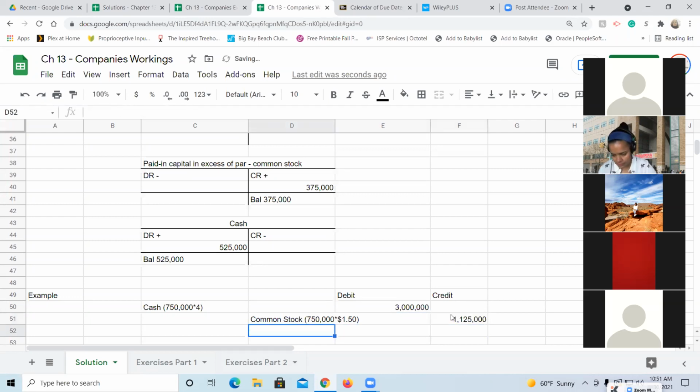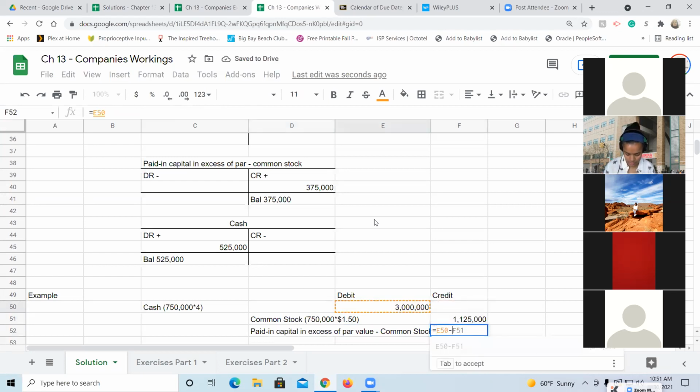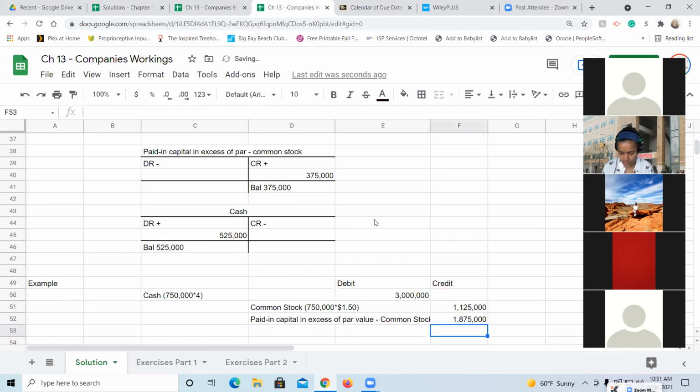And then what's happening after that? And then you credit paid in capital in excess of par value common stock. You credit it for the rest, so it's 1,875,000. Yeah, so we can just subtract. So it's a plug number, 1,875,000. Correct. So that's the issuing of the common stock.